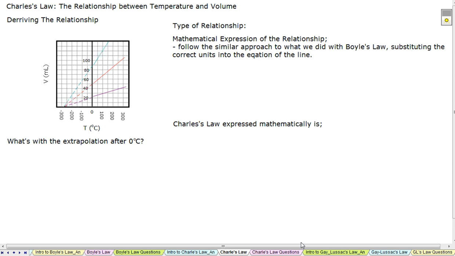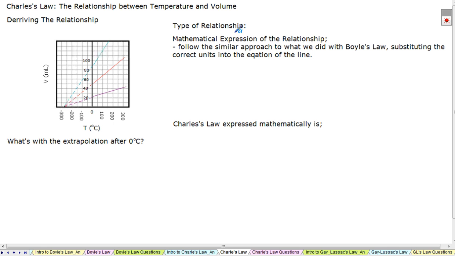So what we're going to do right now is take a quick look at Charles' law, the relationship between temperature and volume, and attempt to identify mathematically what that relationship is. First of all, let's identify the type of relationship, because this one is different than Boyle's. In the case of Boyle's relationship, we had an inverse relationship. The two variables, pressure and volume, were inversely proportional. If one went up, the other one went down.